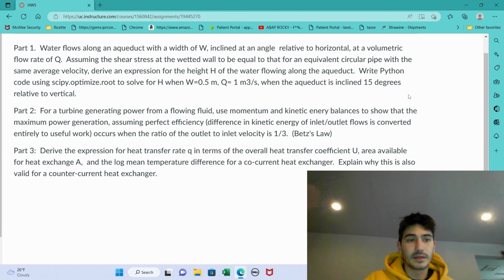Then later, write a Python code using the root function that we've gone over before to solve for h when we are given W of 0.5 meter, the volumetric flow rate of 1 meter cubed per second, and the aqueduct is inclined 15 degrees relative to the vertical. So with that being said, let's go ahead and jump into the whiteboard.